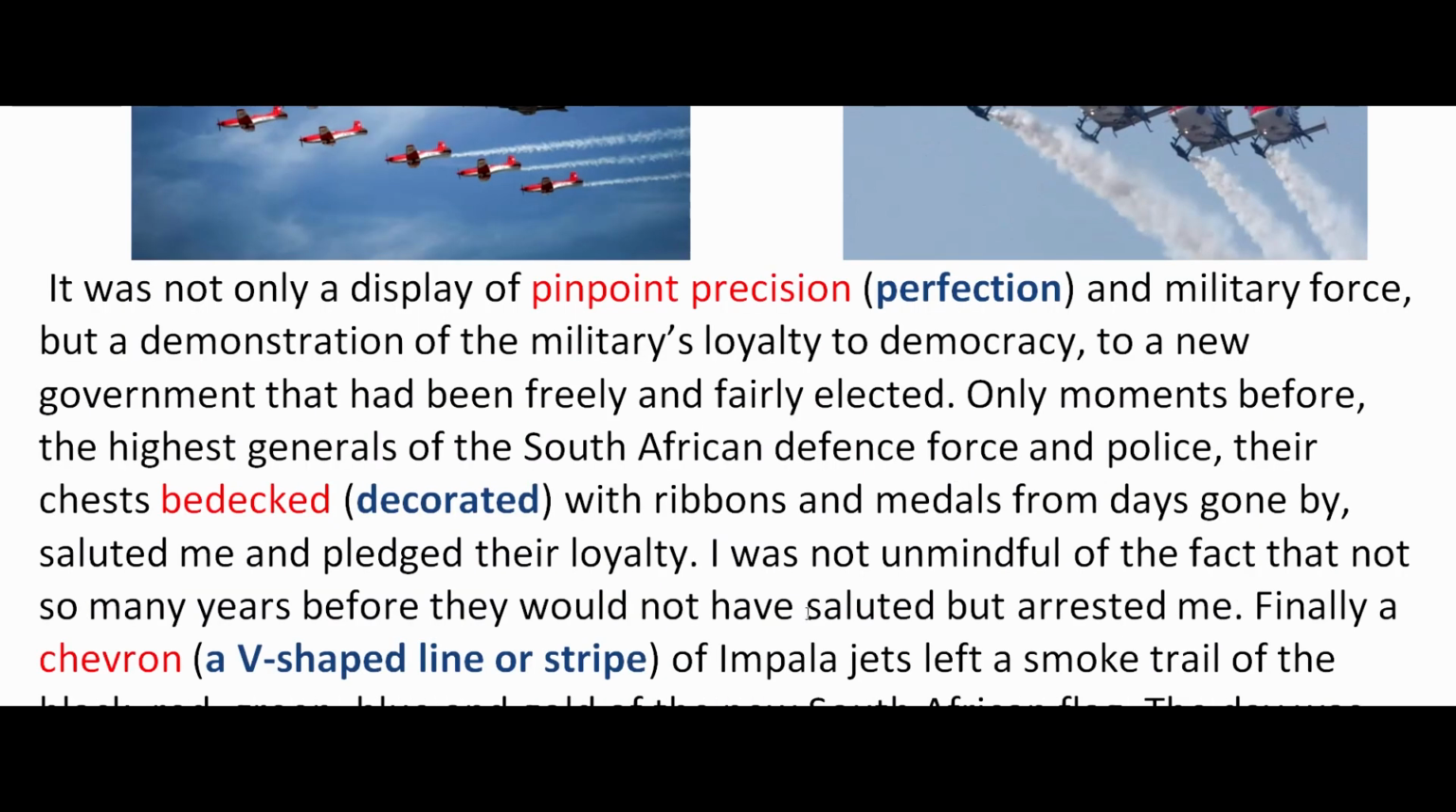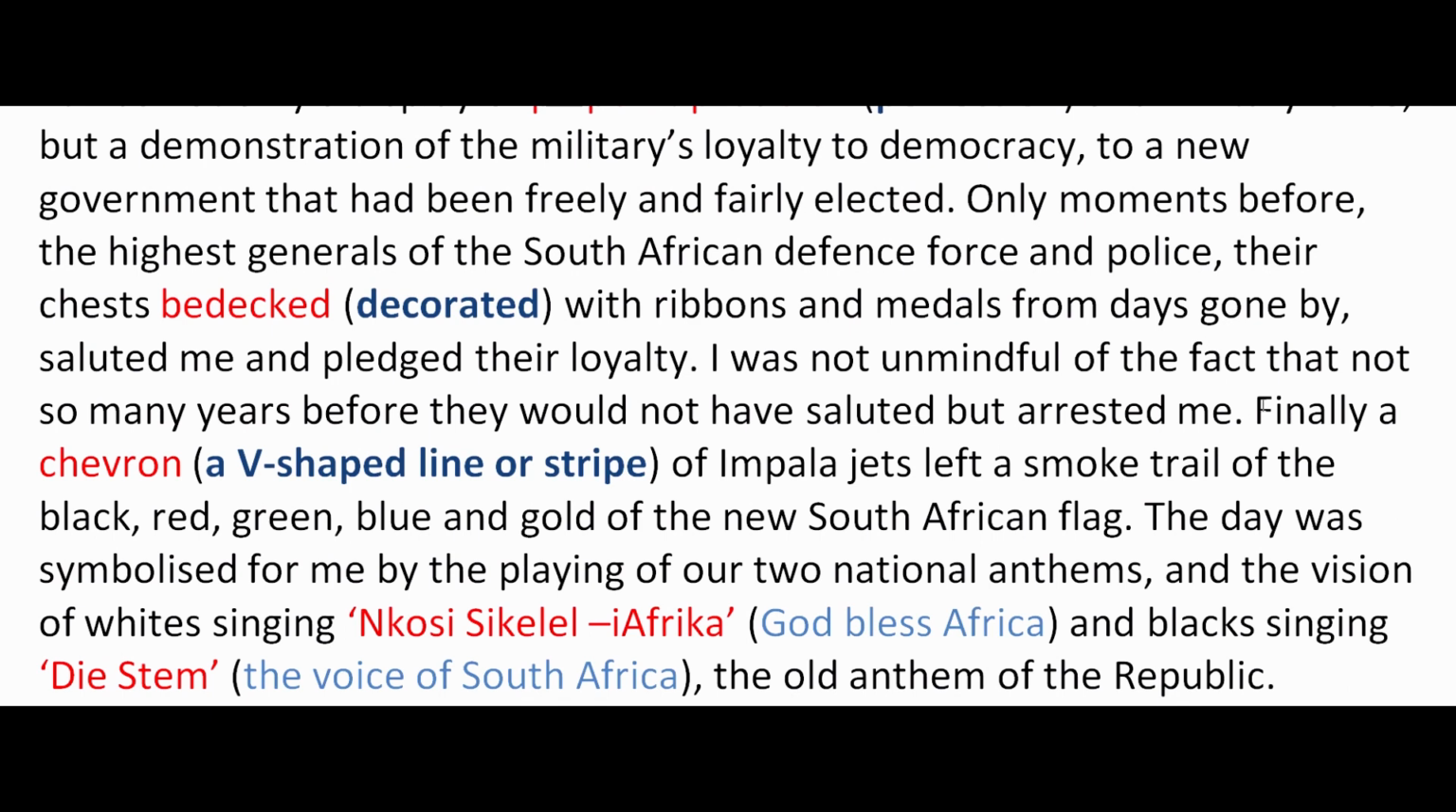But see what Nelson Mandela is saying. I was not unmindful of the fact that not so many years before they would not have saluted but arrested me. Now, see, this is called the change of power. Nelson Mandela is saying that I am very much aware of this fact that these army generals and police officers, once they used to arrest me, they used to humiliate me, and now these generals and officers are saluting me. This is called the change of power. Finally, a chevron of Impala jets left a smoke trail of the black, red, green, blue, and gold of the new South African flag.